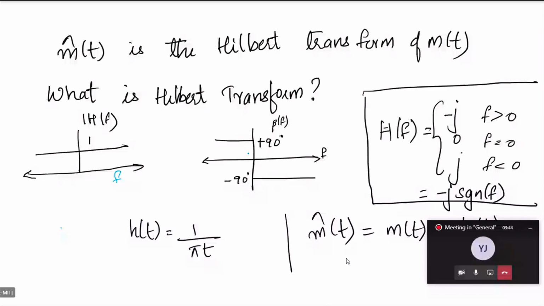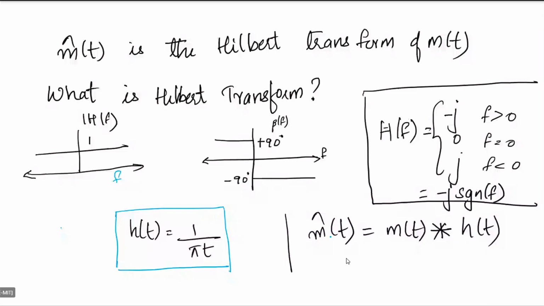This pattern you have seen as a signum function. A flipping of this pattern you know as the signum function. The Hilbert transformer has an impulse response h of t, which is 1 by pi t. Whatever signal is given as input to the Hilbert transformer, the output will be M cap t. And this M cap t is h of t convolution M of t.